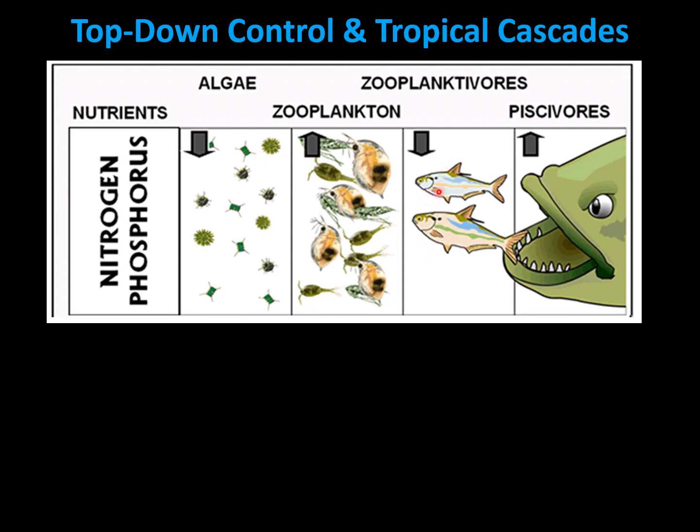Now with the zooplanktivorous fish declining in their biomass, the zooplankton are relieved of predatory pressure, so their biomass is going to increase. Now what happens when the zooplankton biomass increases? Well, what do zooplankton feed on? Phytoplankton, algae. Okay, so the biomass of algae is going to go down.